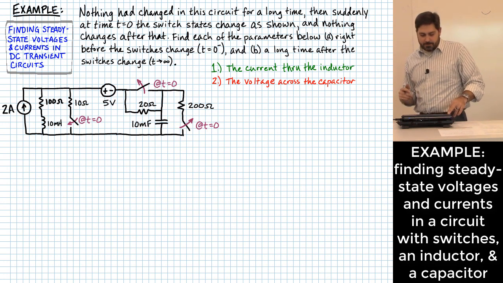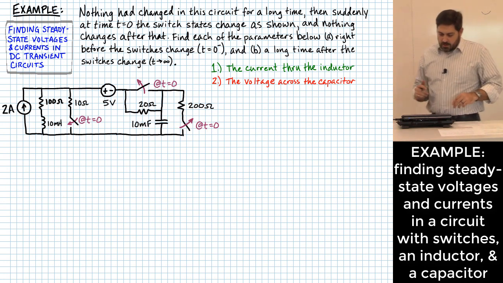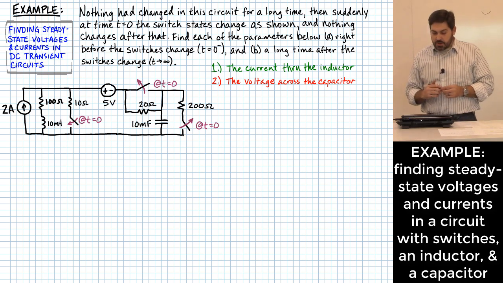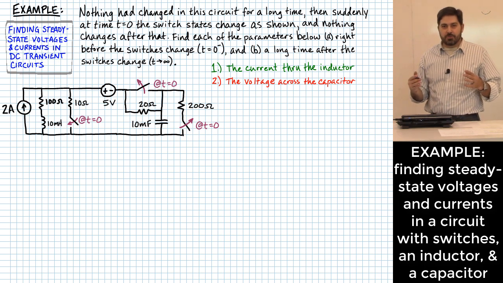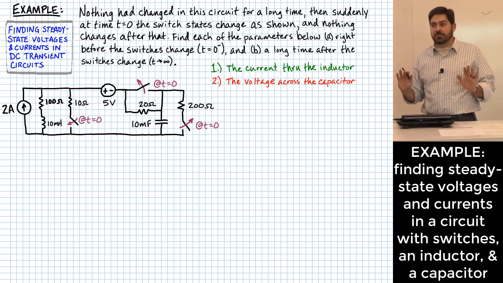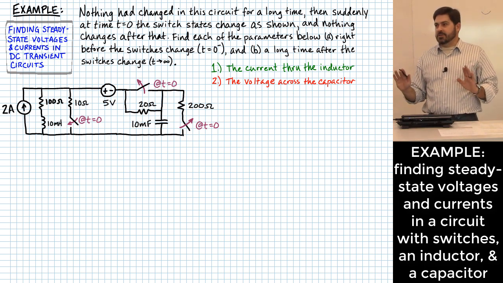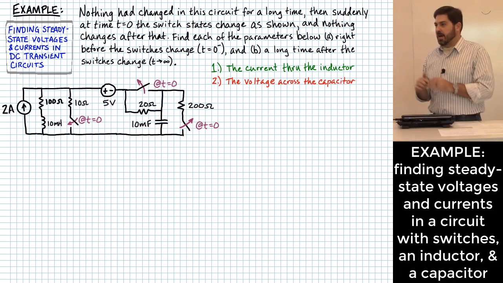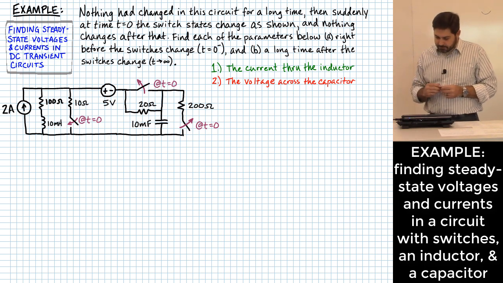So here's an example. There's a circuit you see right there, and it says here, nothing had changed in this circuit for a long time. There you see that code phrase, right? For a long time. That means that any transient effects that may have been present in the circuit are all gone, and so we can treat our inductors like short circuits and our capacitors like open circuits.